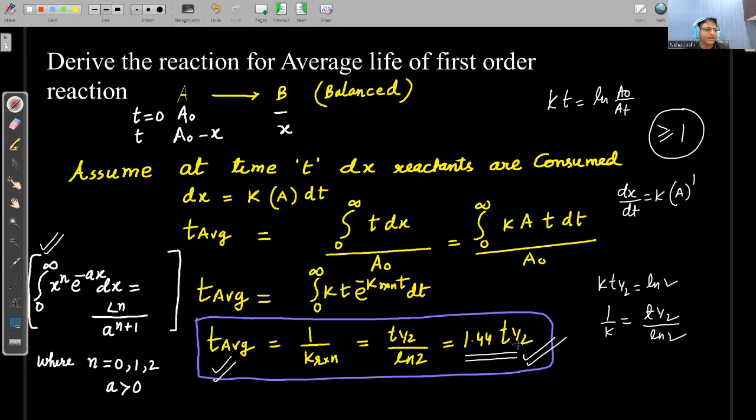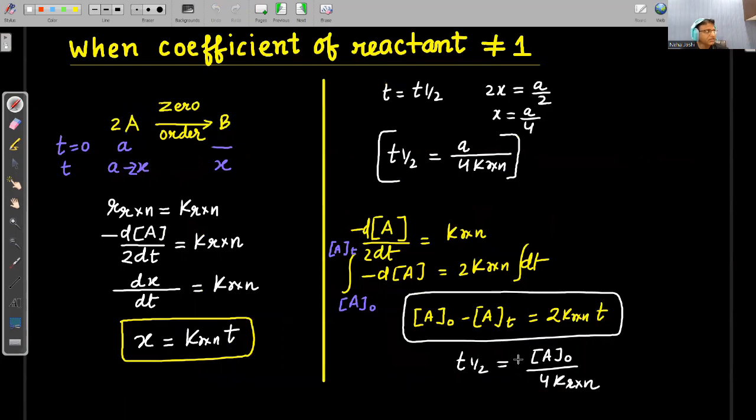So this is common in radioactivity also. Physics में आप पढ़ते हो इसको. So this is also important. For zero order reaction, average life is equal to half life. For first order reaction, average life is 1.44 times of half life.